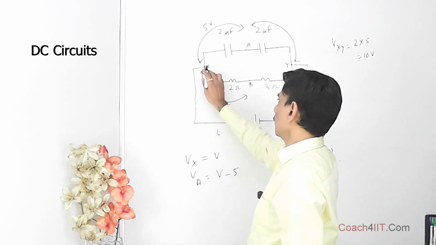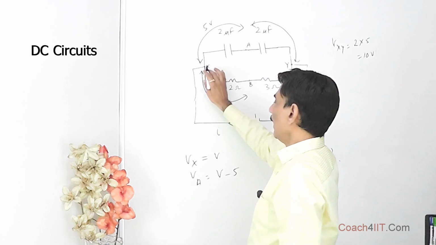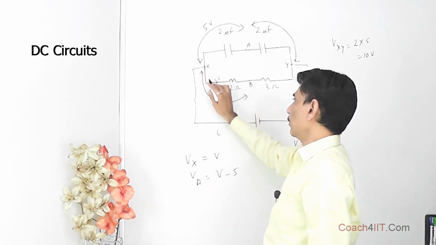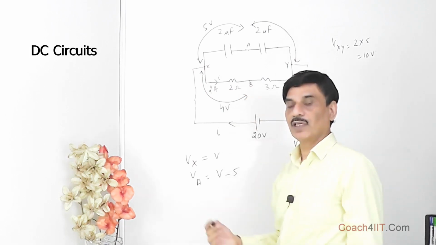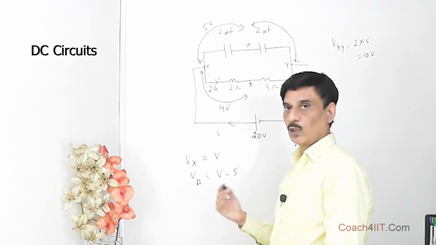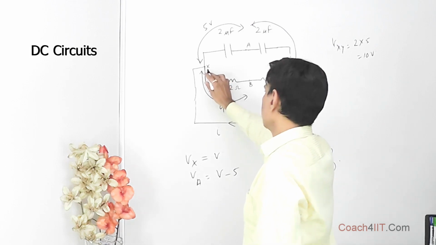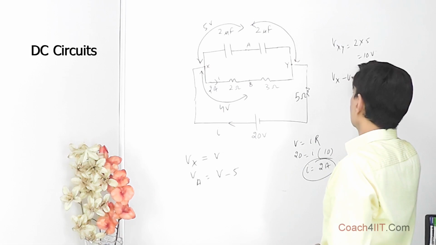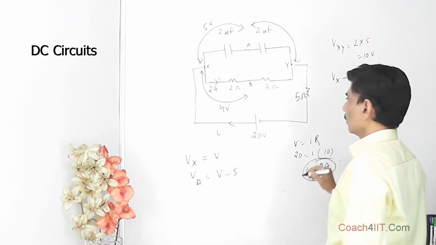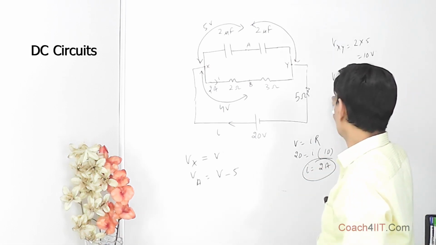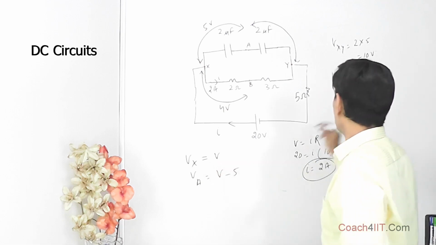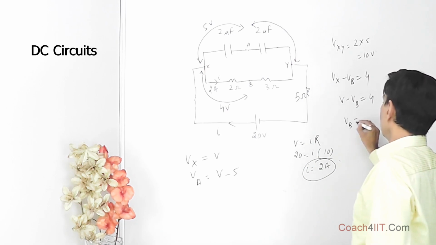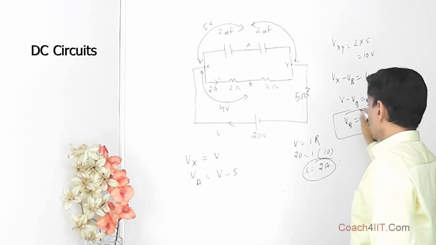4 volt is the potential difference between the points X and B, X being at a higher electric potential as compared to B, because the conventional current, positive current, is flowing in this direction. Conventional current flows from higher electric potential to lower electric potential. So the potential difference between X and B is 4 volt. So we can say Vx minus Vb is equal to 4 volt. But Vx we have taken as V. So V minus Vb is equal to 4, so Vb is going to be V minus 4.